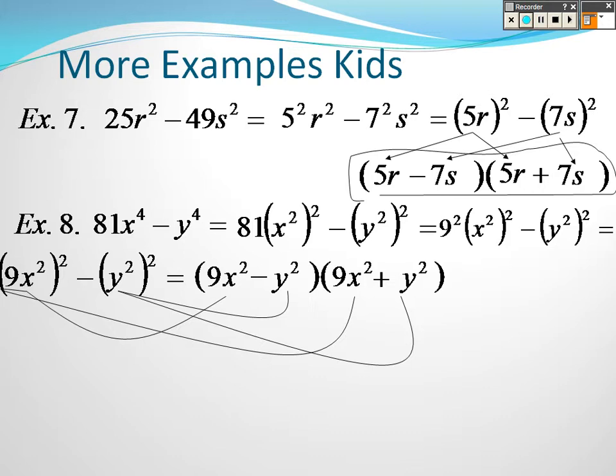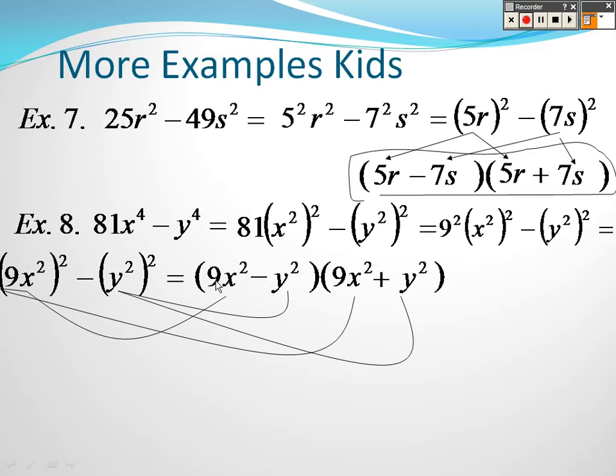So there you go. Except we aren't done yet. And the reason why we aren't done is, do we have any more differences of squares? And the answer is yes, we do. This isn't a difference of squares, because there's an addition sign there. So this is the only one I can look at as being a difference of squares because it has a minus sign. And the answer is yes, it is.